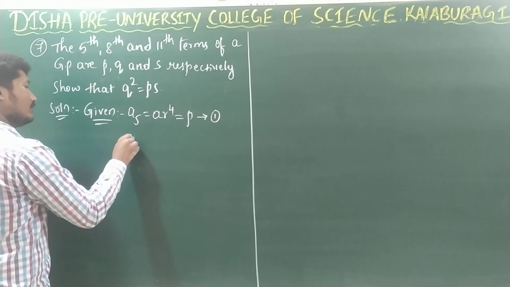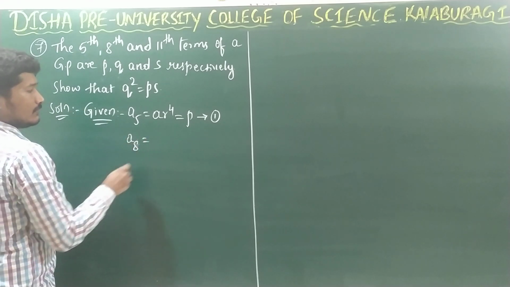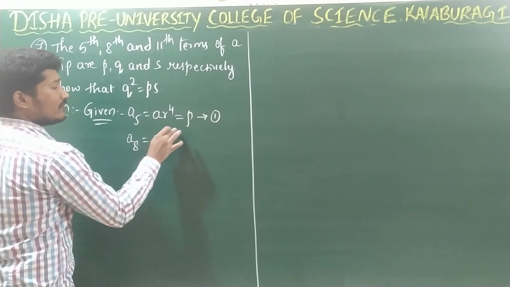Right? Next. We are given A8, that is the 8th term. So this is written as A into R power 8 minus 1.